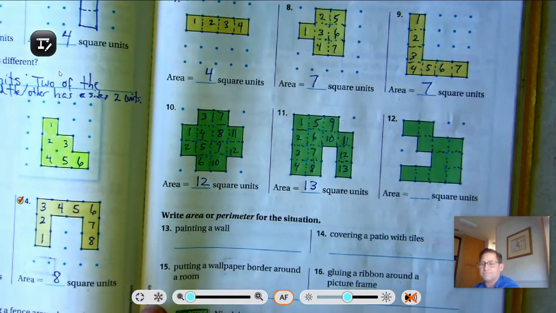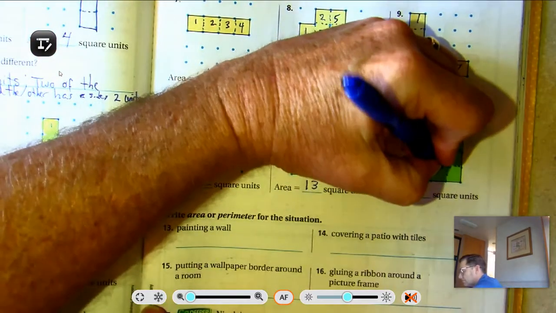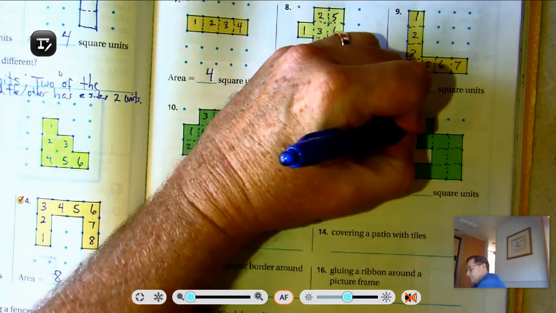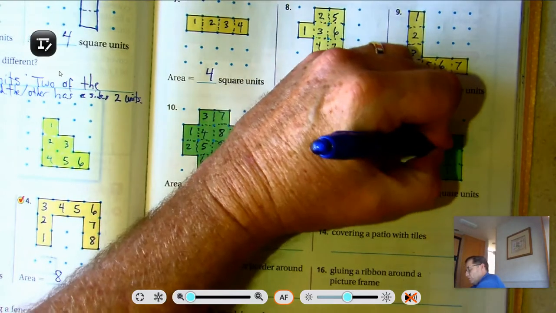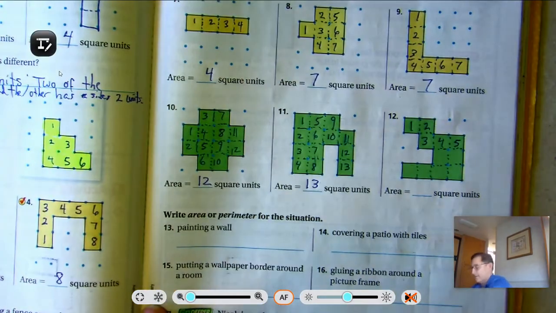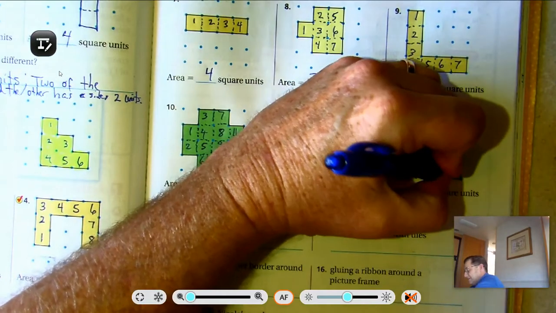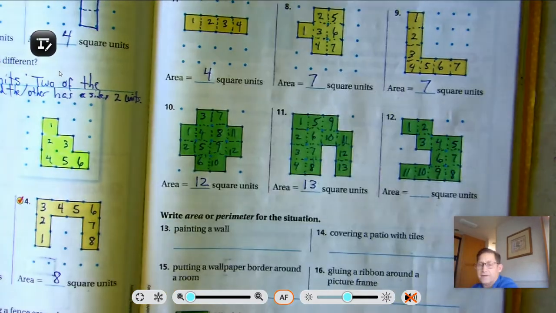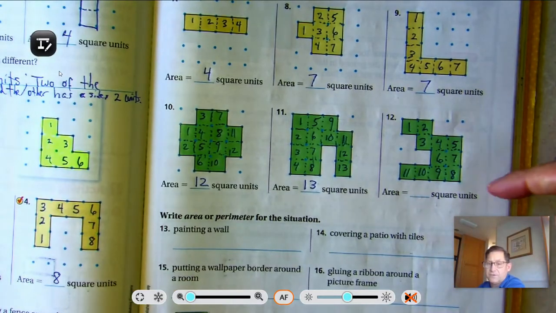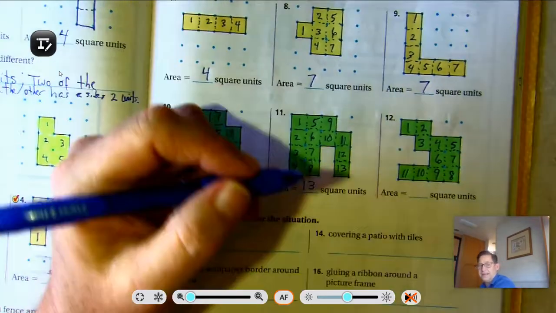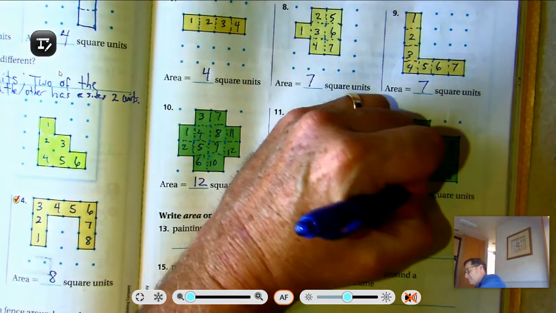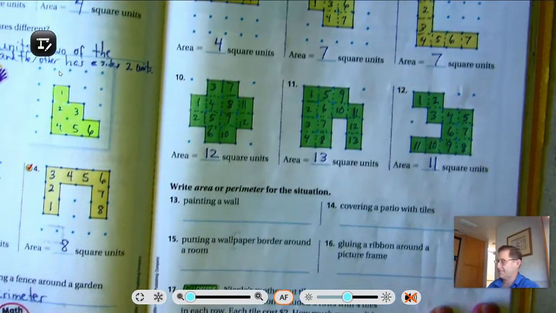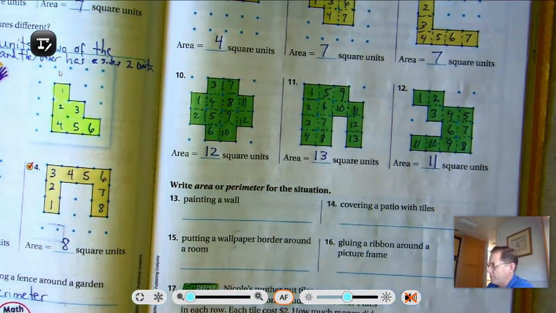And number 12. 1, 2, 3, 4, 5, 6, 7, 8, 9, 10, 11. Does every green square have a number? Yes, so 11 square units. All right, number 13. Write area or perimeter.